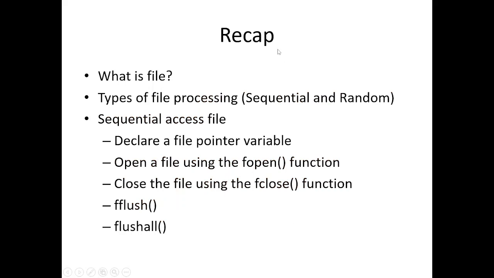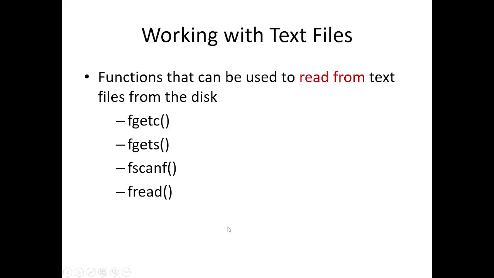So what we have seen in the first lecture is what a file is and how we access it, either sequentially or randomly. In sequential access file concepts, we discussed how to declare the file pointer variable, and how to use the fopen function and fclose function, fflush and flushall function. These are the things that we discussed in the previous lecture.